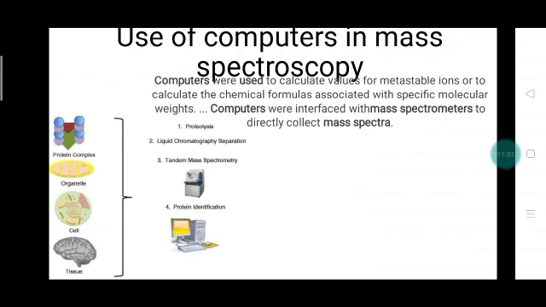Last part is the use of computers in mass spectroscopy. In mass spectroscopy, the computer is used to calculate values for metastable ions or to calculate the chemical formula associated with specific molecular weights. Computers are interfaced with mass spectrometers to directly collect mass spectra.